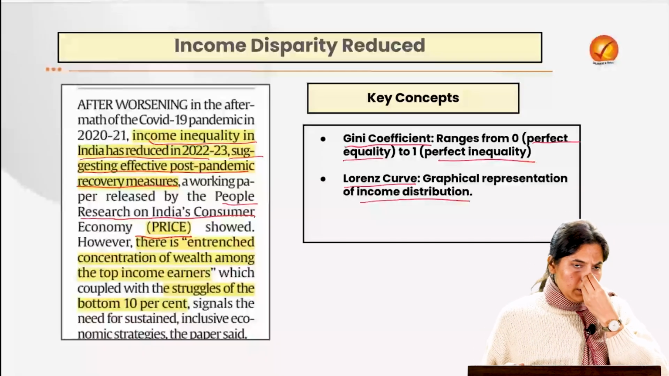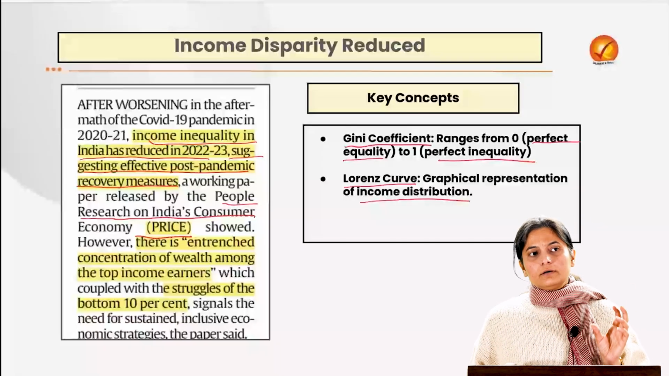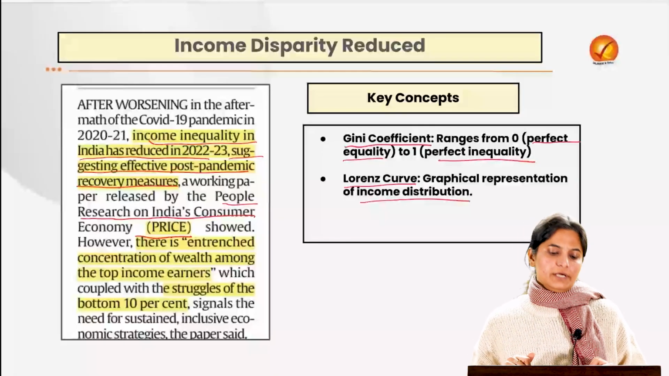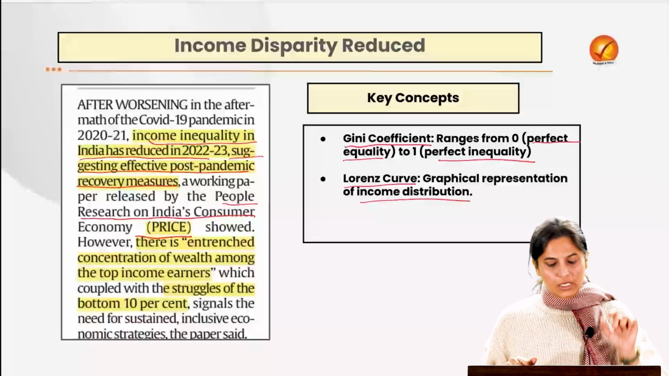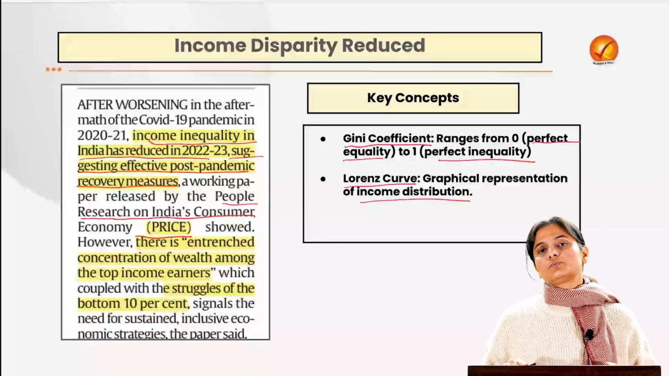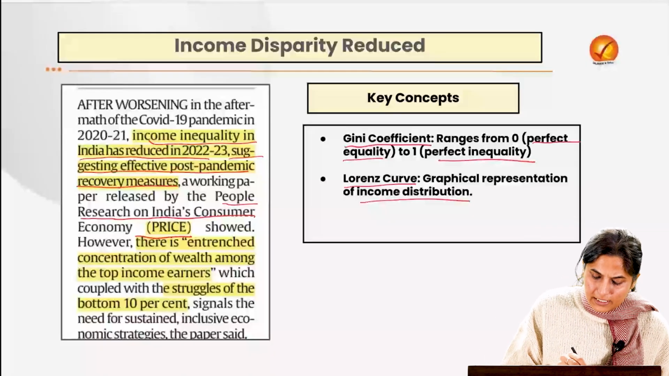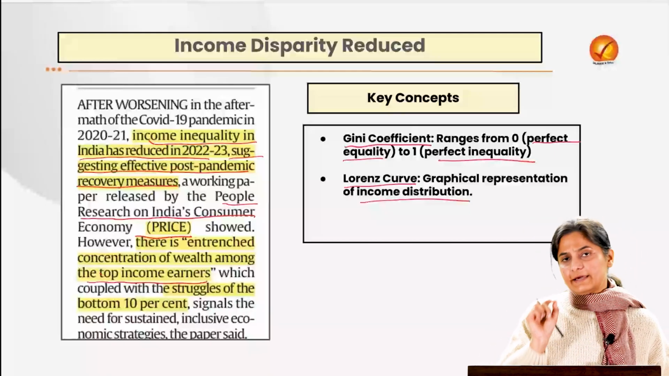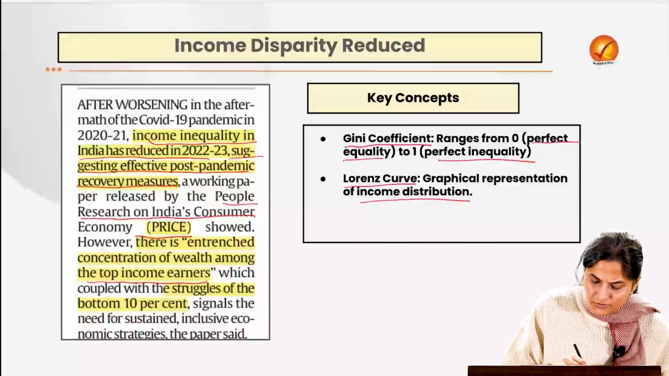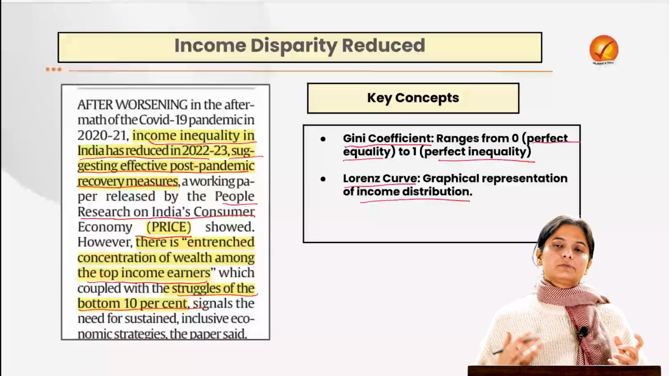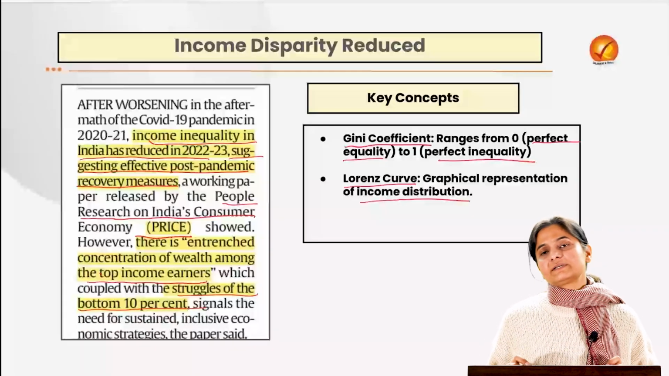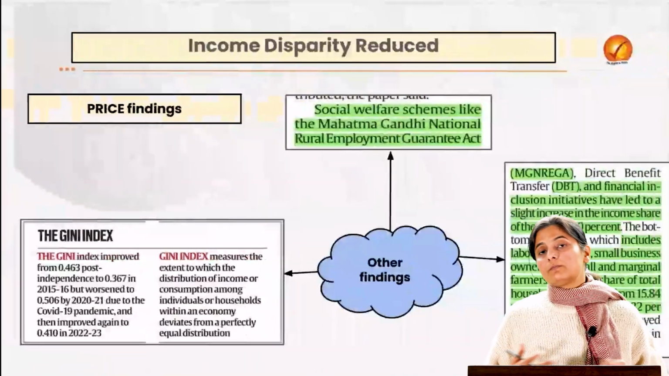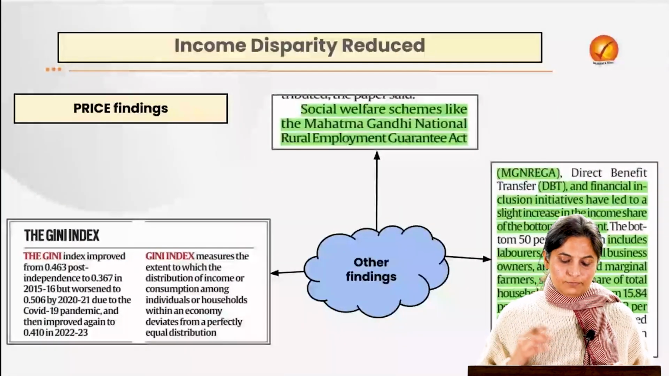This article also deals with the fact that despite the inequality share having decreased in 2022-23, we saw that the concentration of wealth among the top income earners has increased. So this is a caveat. Then the struggles of the bottom: the lowest percent of the population still struggles. Let's know more of the findings and see what the report talks about.